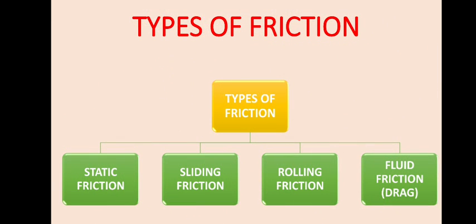Now we will discuss types of friction. Children, I will just be giving you a brief about types of friction. Friction can be of 4 types: static friction, sliding friction, rolling friction and fluid friction. The details about each friction we will discuss in the next class.